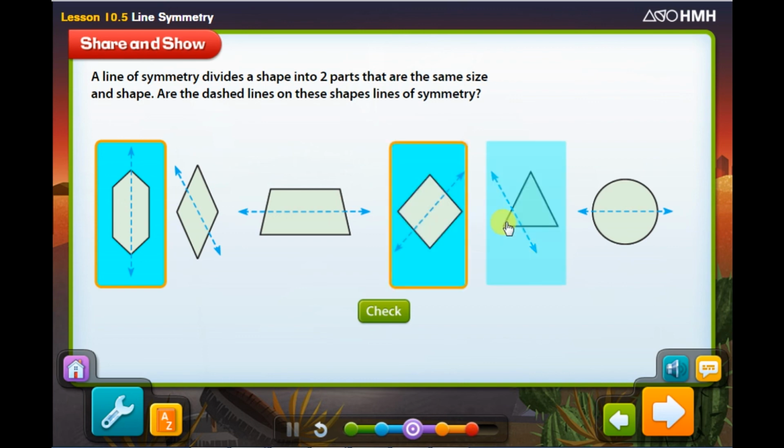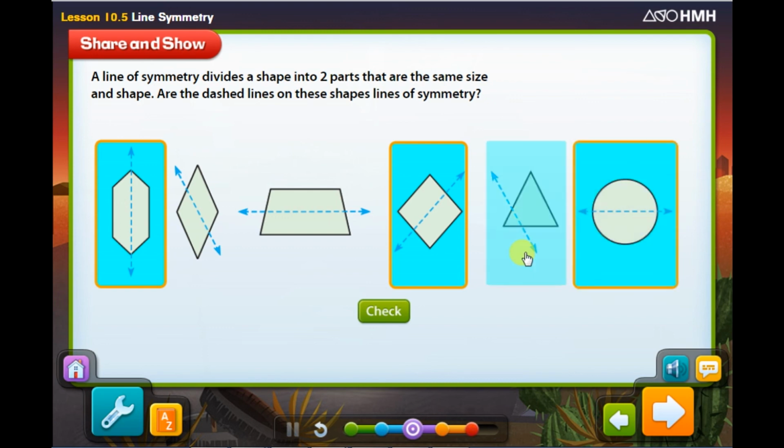So is this now a line of symmetry? Yes. Now look here at this shape. I made a line diagonally, but is it cutting the shape into two exactly matching parts? No. So it is not a line of symmetry. Now look at this circle. If I cut it horizontally, vertically, or diagonally, it will create two exactly matching parts. So I can consider this a symmetric shape.